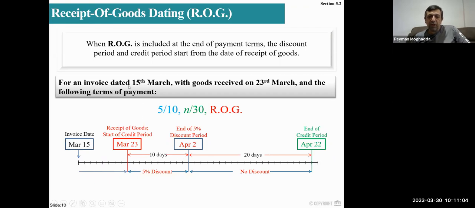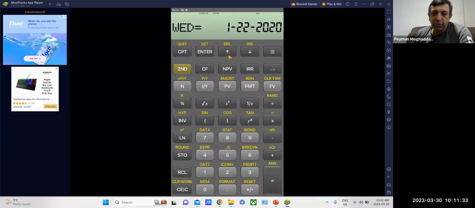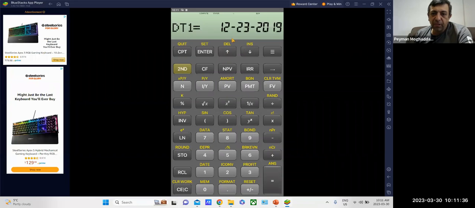Okay, so March 15 is the invoice date, but the goods are received on March 23rd. So March 23rd is going to be your reference date point. From March 23rd, you have to add 10 days. If you're wondering whether it's going to be April 2nd, April 3rd, or April 1st, just use the financial calculator. Okay, March 23rd. So let's use my financial calculator. Date 1 is going to be, so you know how to do that, right? Second date, okay.